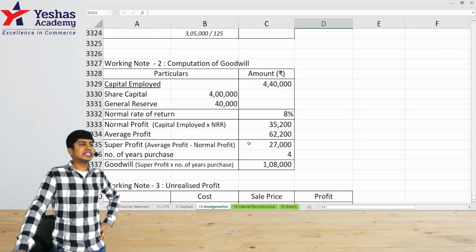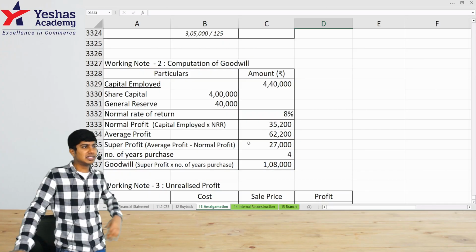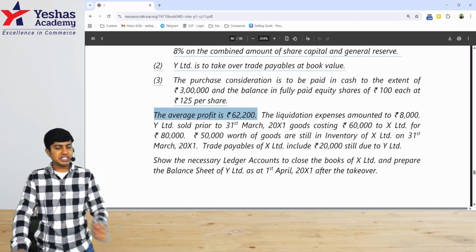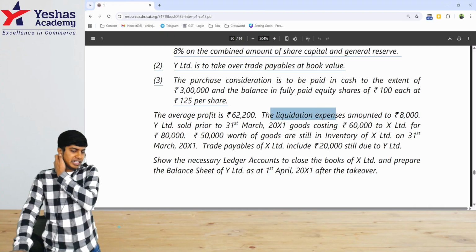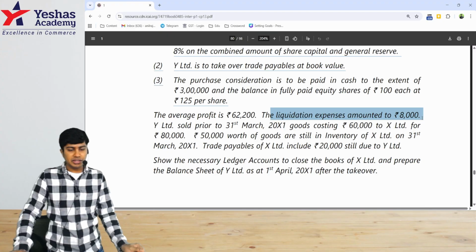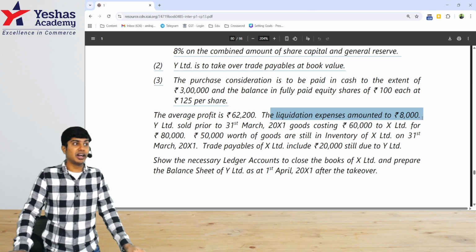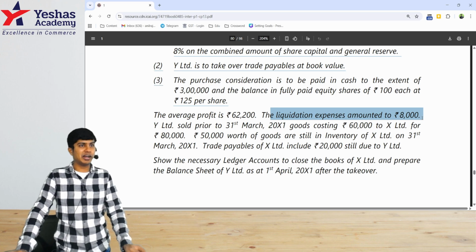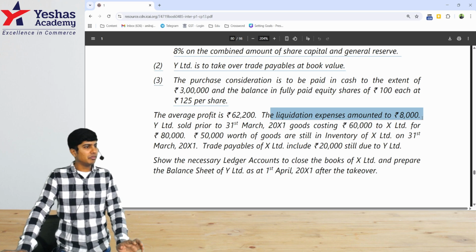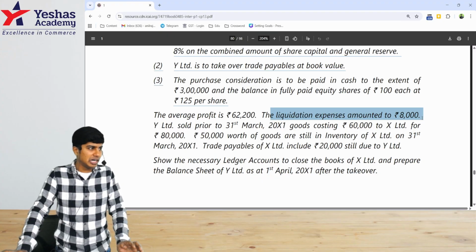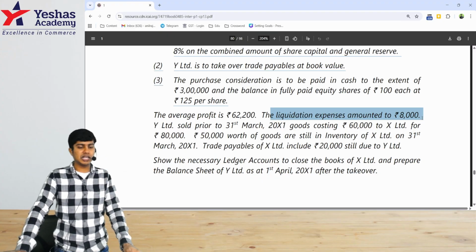What's next? Let's start doing accounting in the books of transferror, ledger closing. We still have some information. Liquidation expenses amounting to 8,000. Who has paid it? They haven't told anything. I will assume it is paid by transferror, because if transferee had paid, they would have mentioned transferee. We are assuming that transferror has paid 8,000 liquidation expense, not reimbursed by transferee.